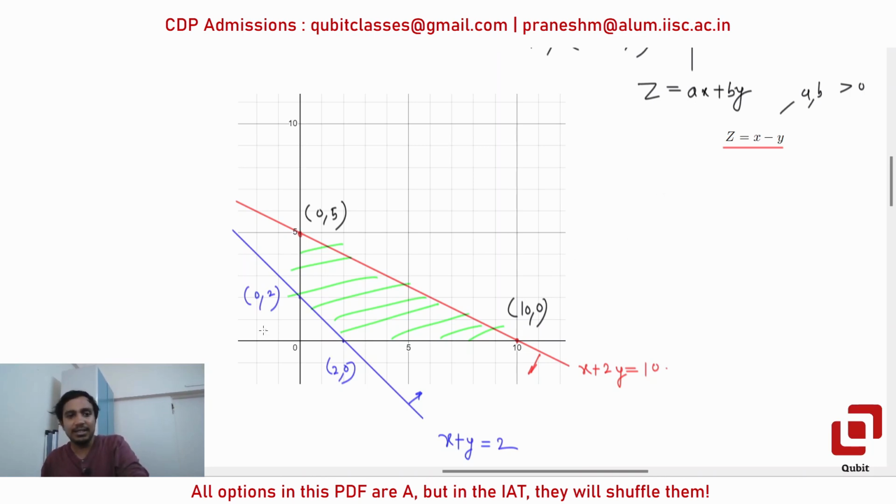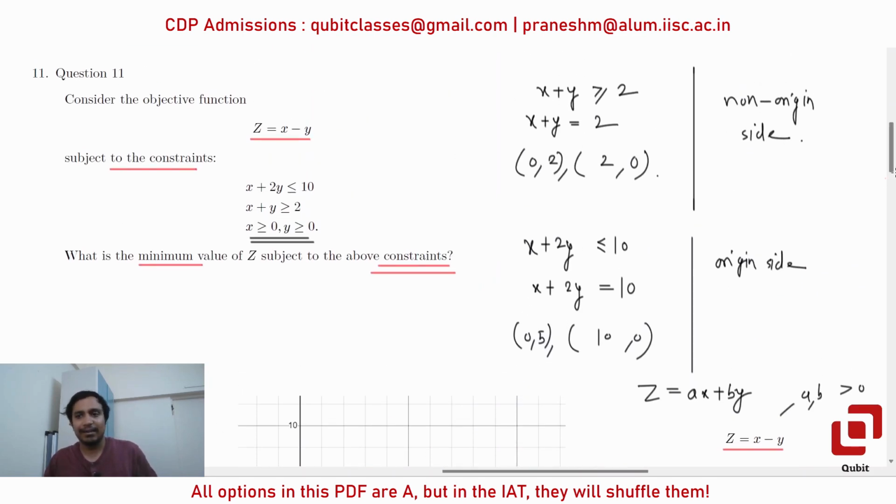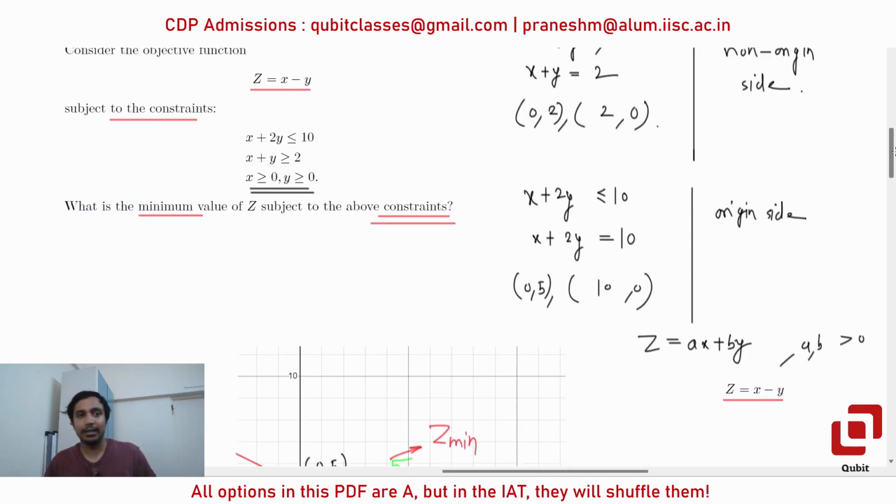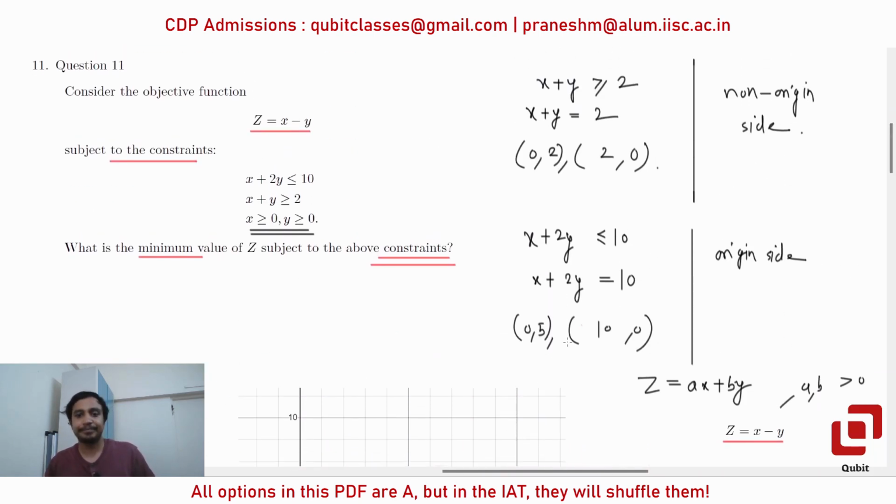Now by the convex polygon theorem, the vertices will act as the corner points. So I start with 0, 2. Let me write the value of the objective function in green color now. X minus Y: minus 2, minus 5, 10 and 2. So what is the correct answer? Minus 5. This is Z min. And what is Z max? Z max is 10. So whichever option corresponds to minus 5 is going to be the right option to question number 11.